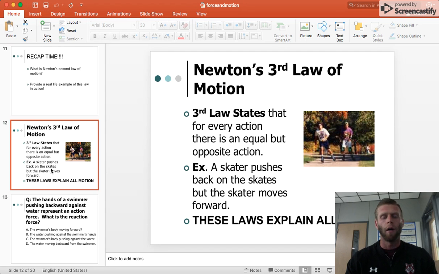Newton's third law of motion. The third law states that for every action, there is an equal but opposite reaction. For example, a skater pushes back on the skates, but the skater moves forward. You're pushing back and that moves you forward. Those three laws in summary explain all the laws of motion.